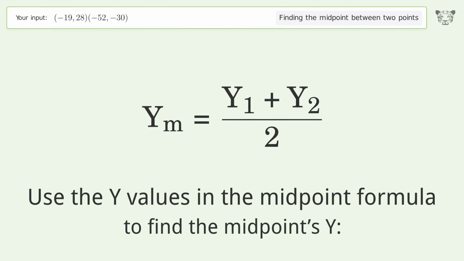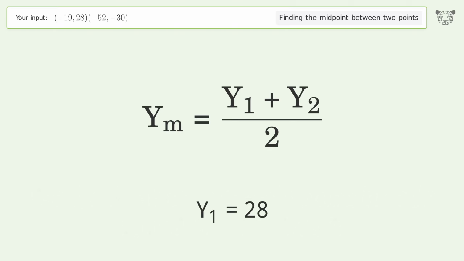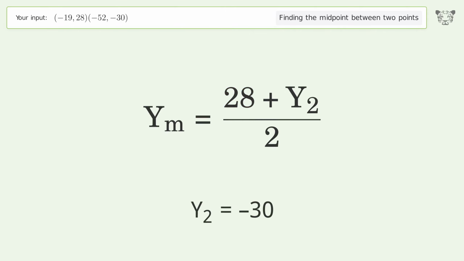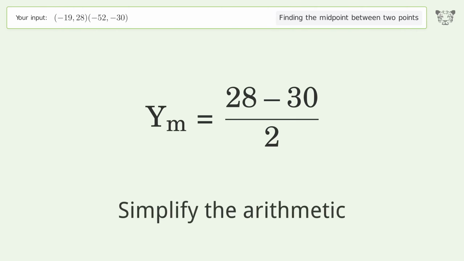Use the y values in the midpoint formula to find the midpoint's y. y1 equals 28. y2 equals -30. Simplify the arithmetic.